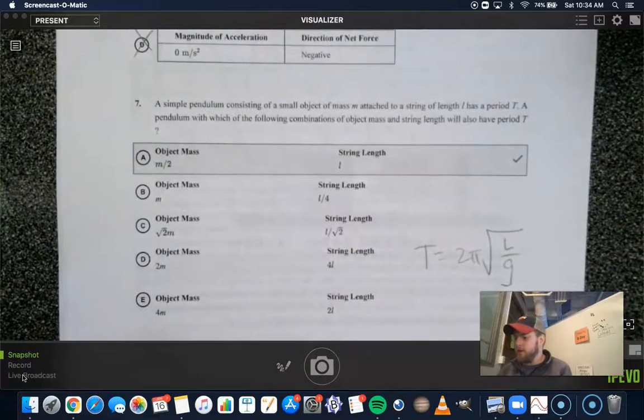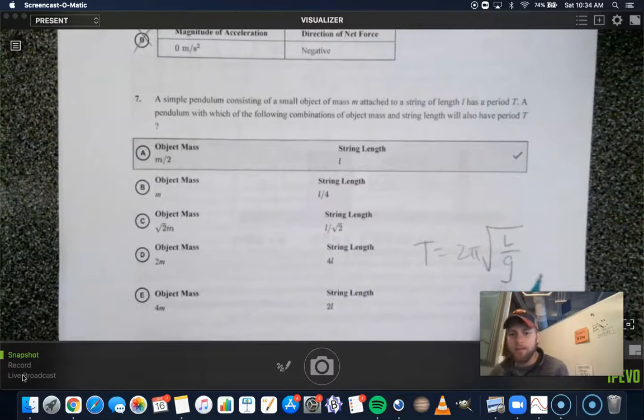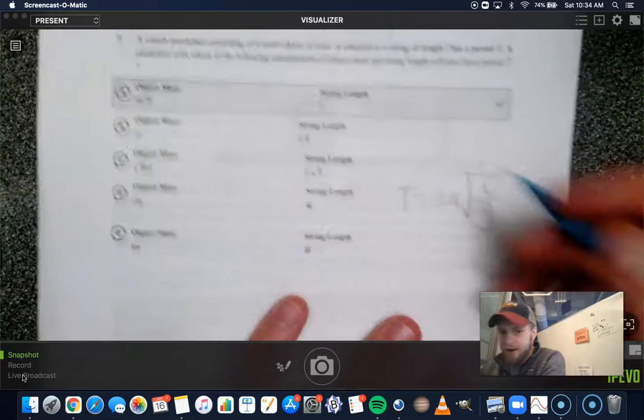So the period of a pendulum T is 2 pi times the square root of the length of the pendulum divided by the strength of gravity on whatever planet you're on. Now, notice, importantly, mass shows up nowhere in this equation.